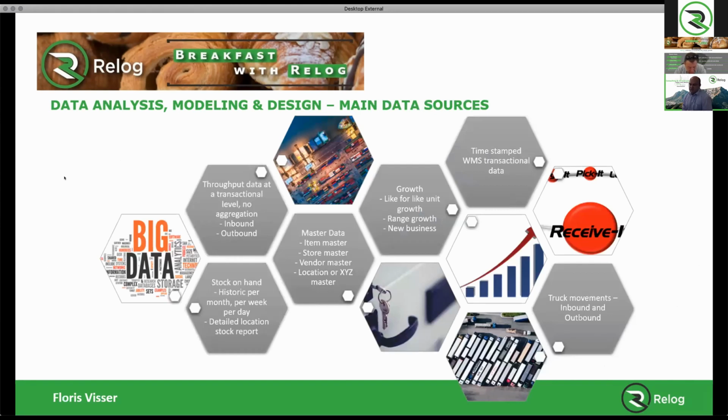And we use a couple of data sources throughout our analytical process. The easiest one normally to find is our throughput data, where we look at inbound and outbound information from customers. That's generally simple to extract, although our requirement is we need data on a transactional level.